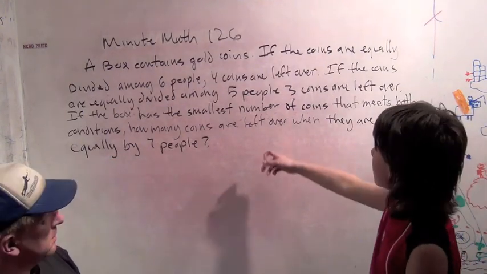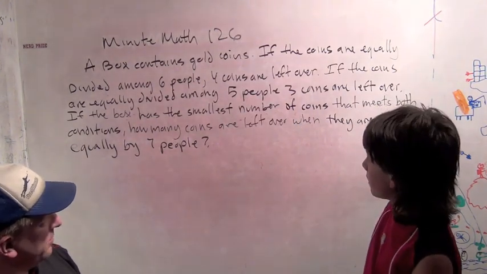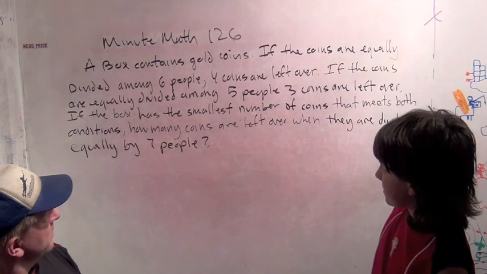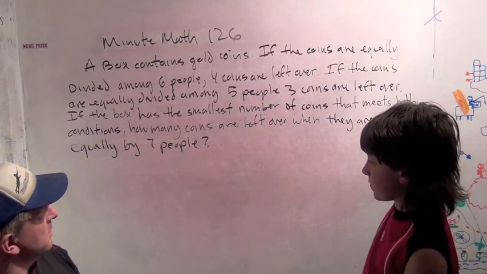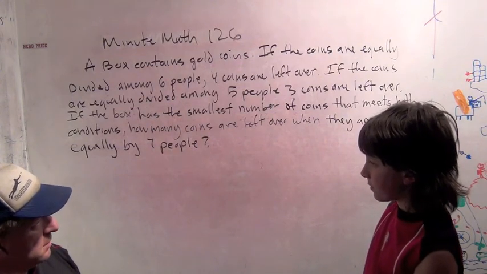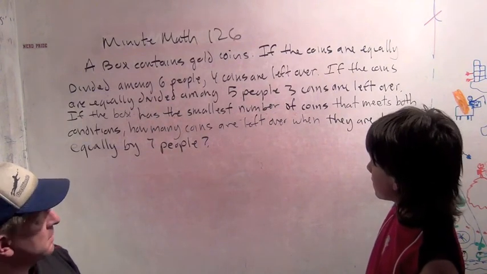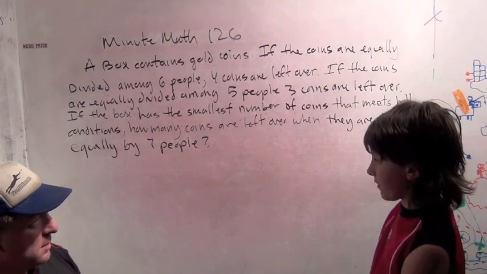The number is 3 more than a multiple of 5. And a multiple of 6 is 1 less than the number. Why is that? Because when it's divided by 6 people, 4 coins are left over.